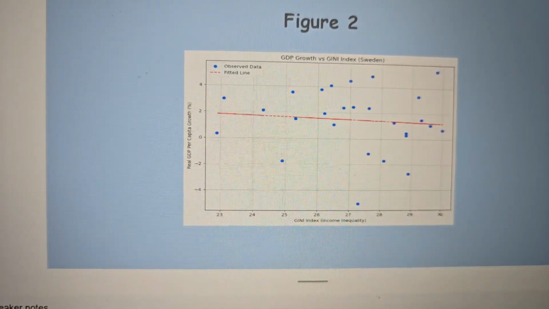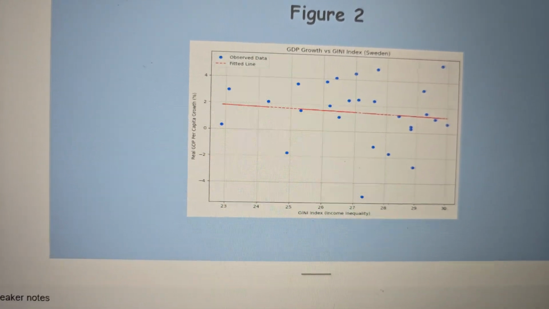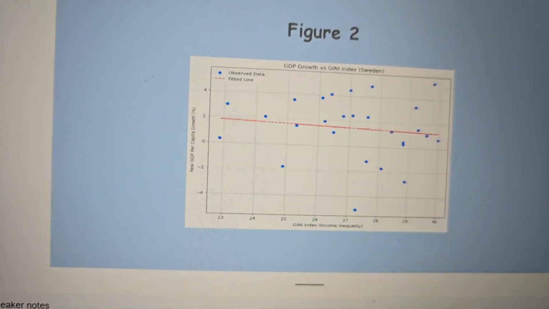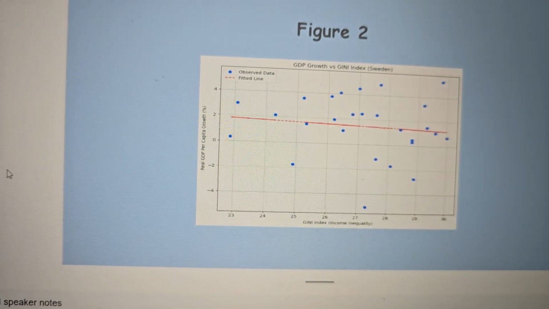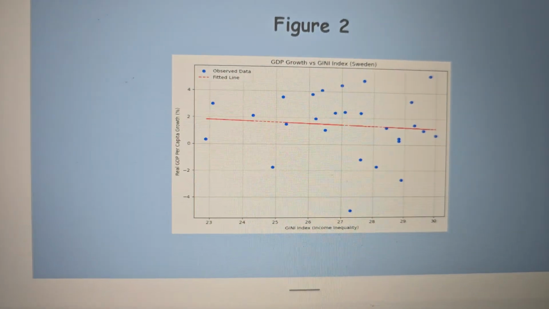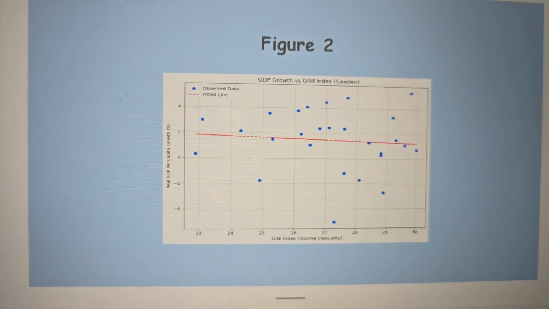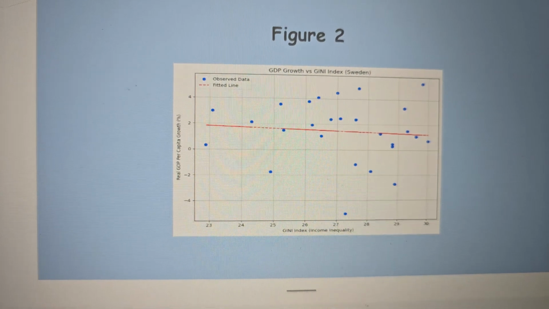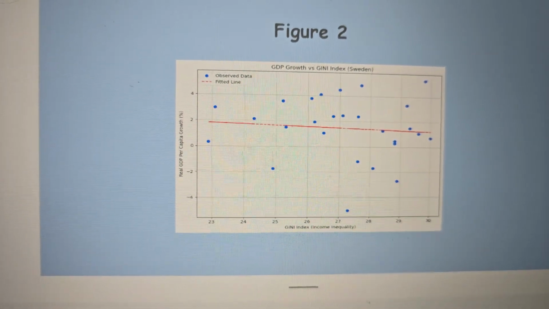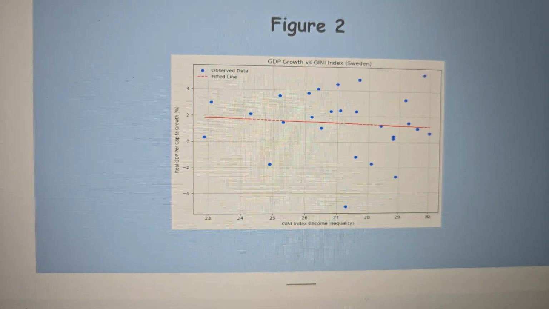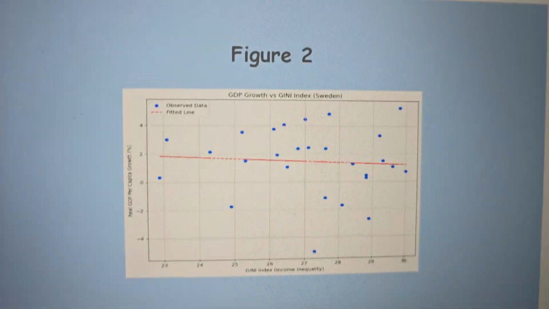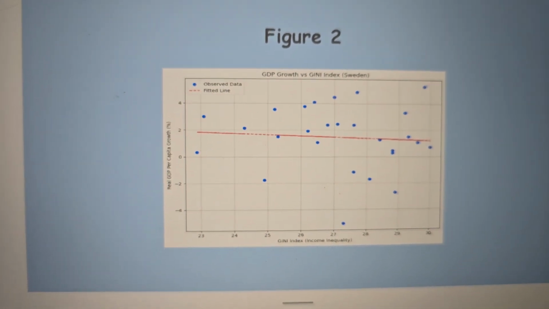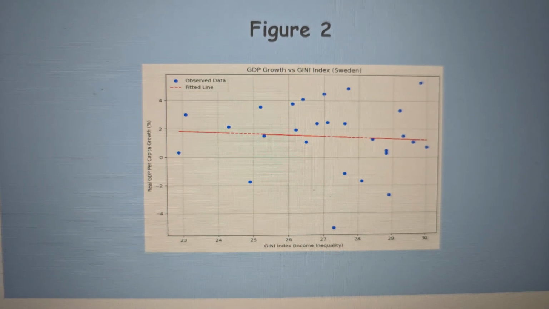This suggests that an increase in income inequality in Sweden is associated with a slight decrease in GDP growth, though the change is not statistically significant. The blue dots are scattered throughout the graph, revealing high variability in GDP growth across different Gini levels. Some years with high inequality also experience high GDP growth, while other years with low inequality had negative GDP growth. The variability demonstrates that the Gini index is not a strong predictor of GDP growth.